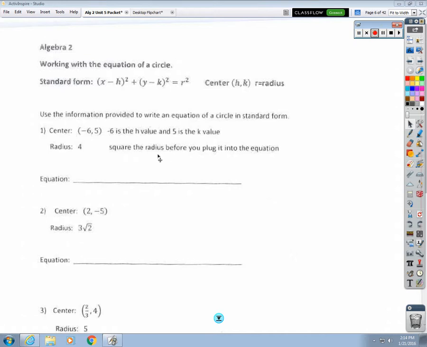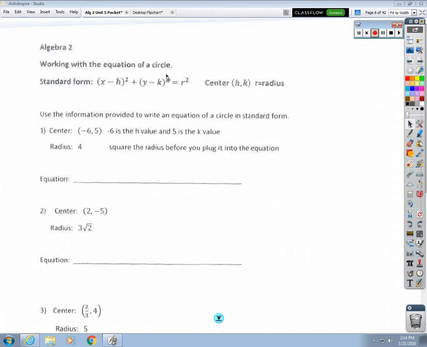Today we're going to learn how to write the equation of a circle. Just like any other thing that we graph, a circle has an equation in standard form. Kind of like the linear equation standard form is y equals mx plus b, a circle in standard form is (x minus h) squared plus (y minus k) squared equals r squared.